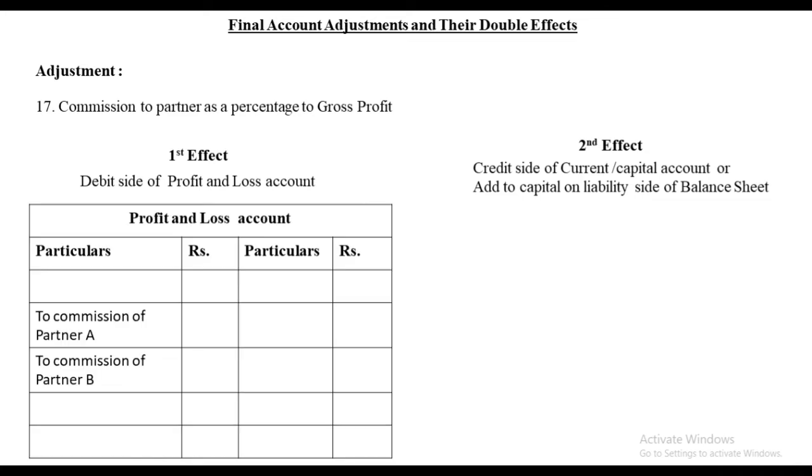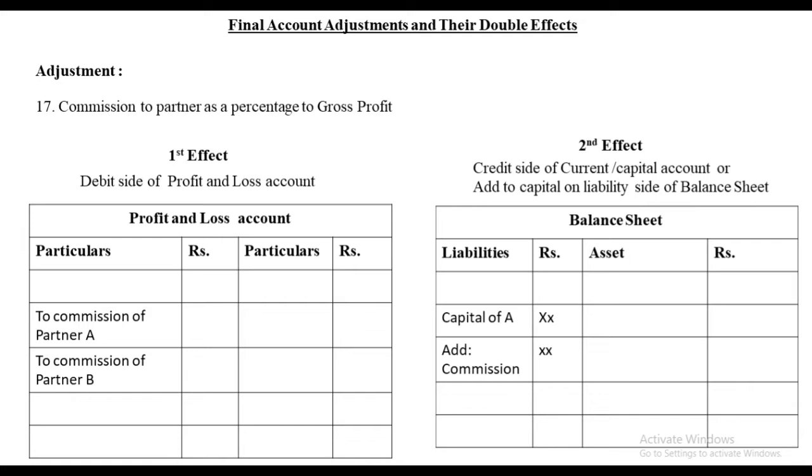So first effect, P&L on the debit side, it will be to commission to partner A or to commission to partner B, depending on the name and the number of partners. Second effect will be capital of that respective partner add commission. So first effect, it comes on the debit side of P&L, second gets added to your capital, or it will be on the credit side of your current or capital account if that is to be prepared. That's adjustment number 17.